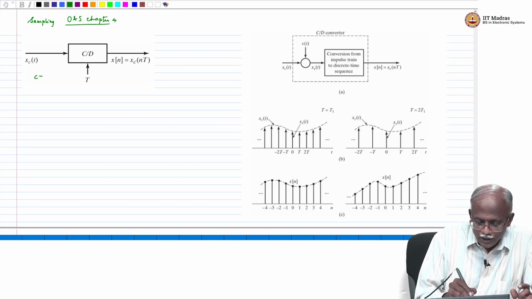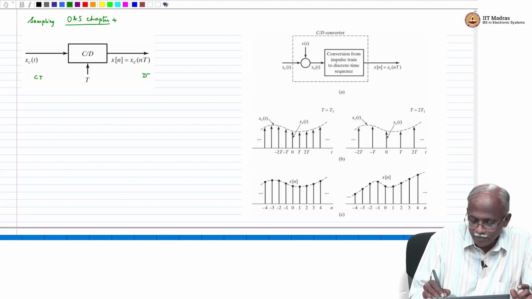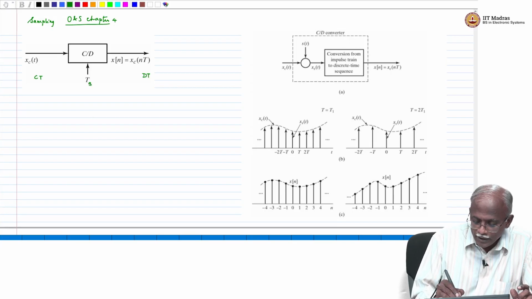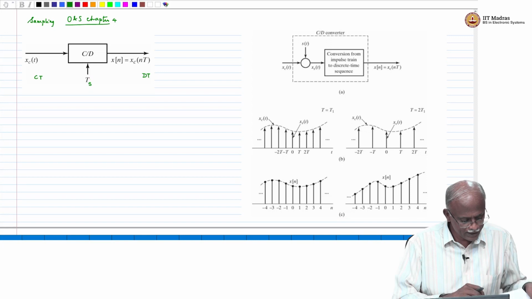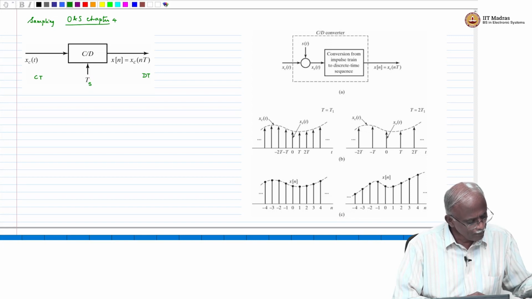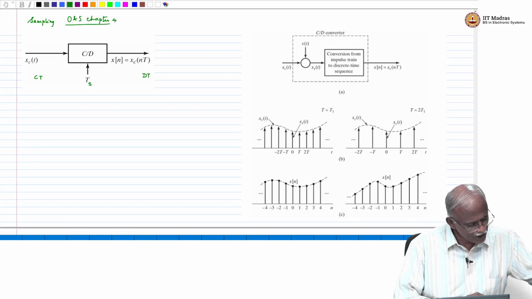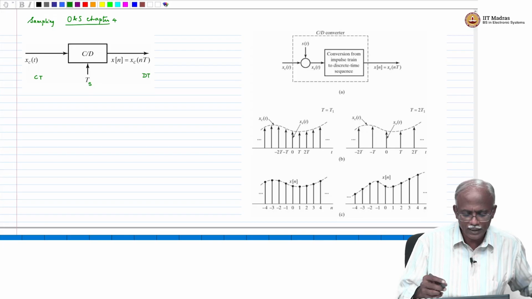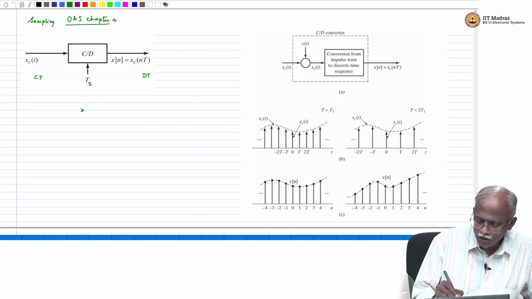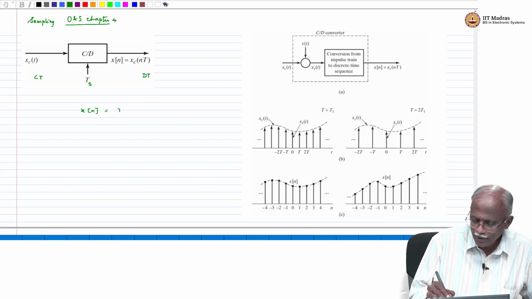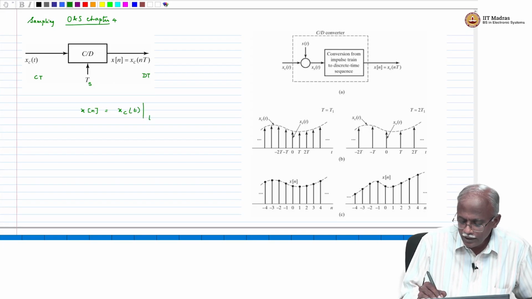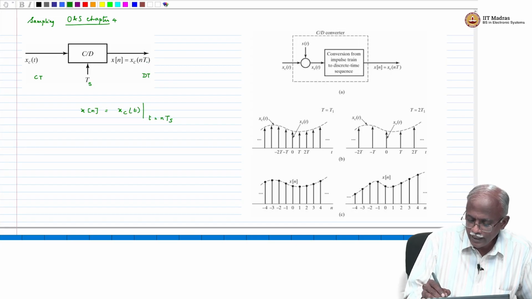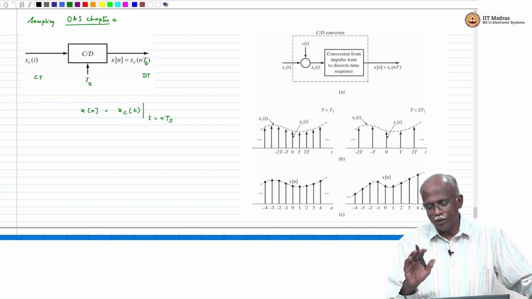So we are going from continuous time to discrete time. We have a sampling period Ts, and if you remember, we had introduced the notation for the sampling, and said that we are looking at the expression x of n is obtained by taking the signal xc of t, c stands for continuous time, t equal to nTs. Then in that case you will get x of n is equal to xc of nTs. So this is the process of sampling.